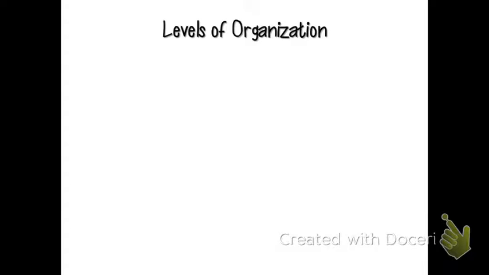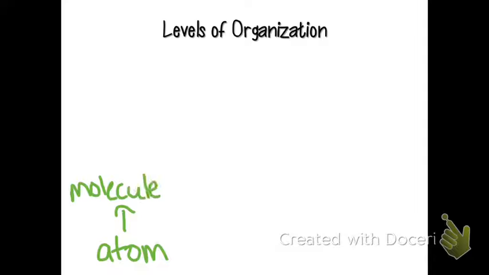Alright, the first thing we're going to discuss is levels of organization. So everything around us in our world is organized into levels, from smallest to largest. So our smallest level is going to be the atom. So the smallest level of anything is the atom. From the atom, we put different atoms together to build molecules, like putting a hydrogen and oxygen together to get a water molecule.